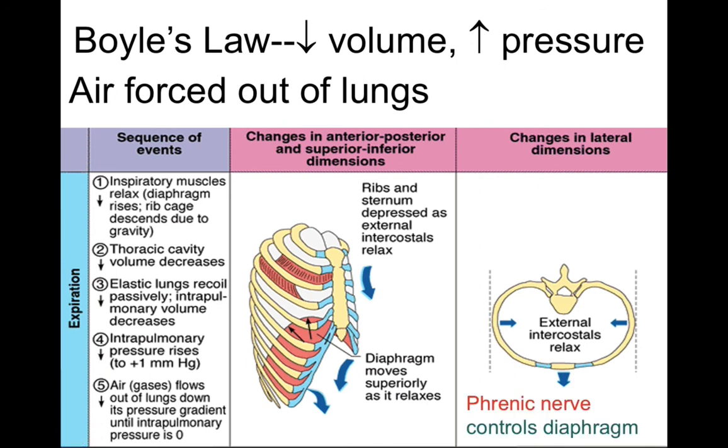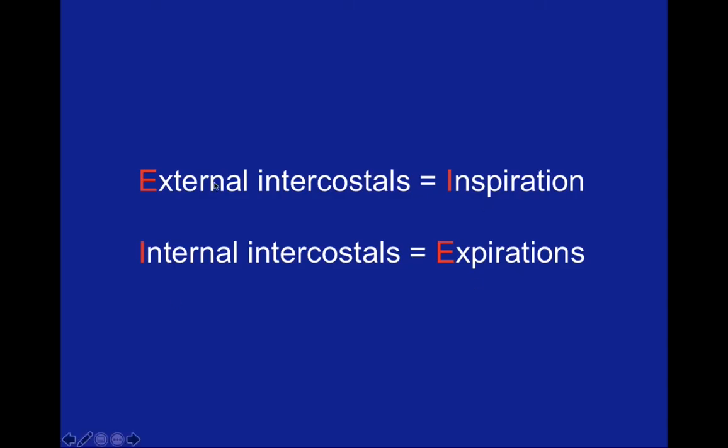So hopefully what we can see is that inspiration and expiration are both driven by pressure gradients. As pressure goes up and down, that's going to form different gradients and allow air to go down those gradients either into the lungs or out of the lungs. One other side note, just to make sure that we're all on the same page, is that our external intercostals are muscles of inspiration and our internal intercostals are muscles of expiration. Make sure that you don't get these confused.